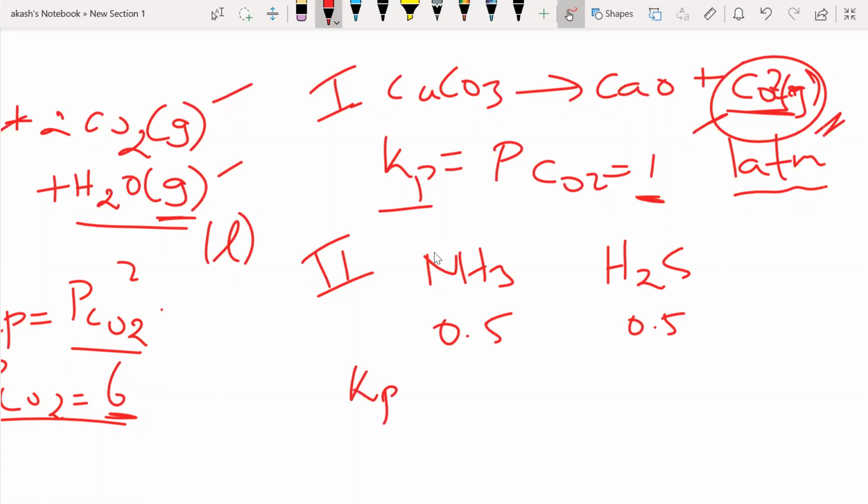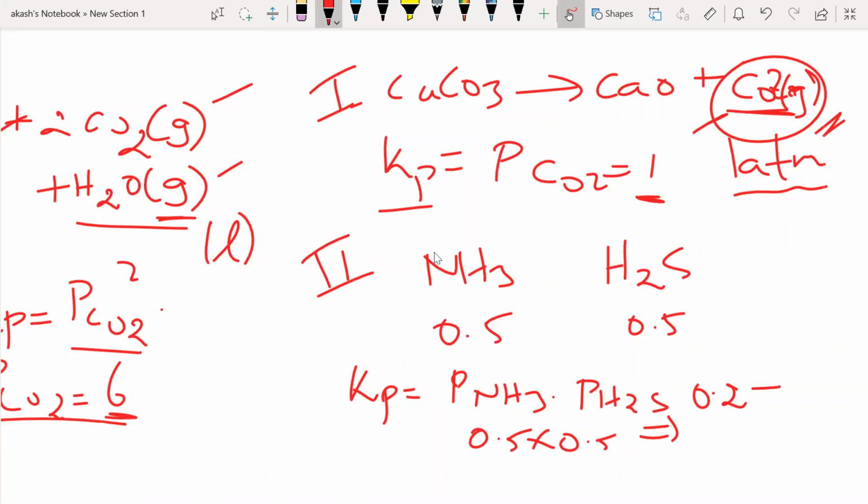So now if I calculate my Kp, which will be equal to partial pressure of NH3 into partial pressure of H2S, that will be basically 0.5 into 0.5, which will be how much? 0.25, correct? It will be equal to 0.25. Now you see Kp is lesser than, this is 1, this is 0.25. Okay, now let me check the other one.